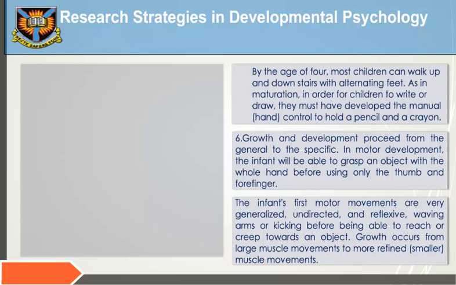6. Growth and development proceed from the general to the specific. In motor development, the infant will be able to grasp an object with the whole hand before using only the thumb and forefinger. The infant's first motor movements are very generalized, undirected, and reflexive, waving arms or kicking before being able to reach or creep towards an object. Growth occurs from large muscle movements to more refined smaller muscle movements.